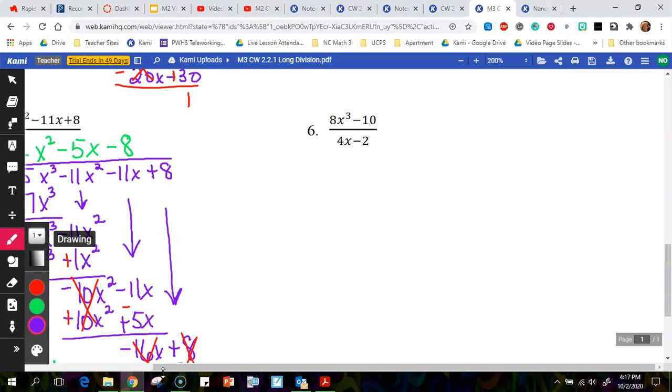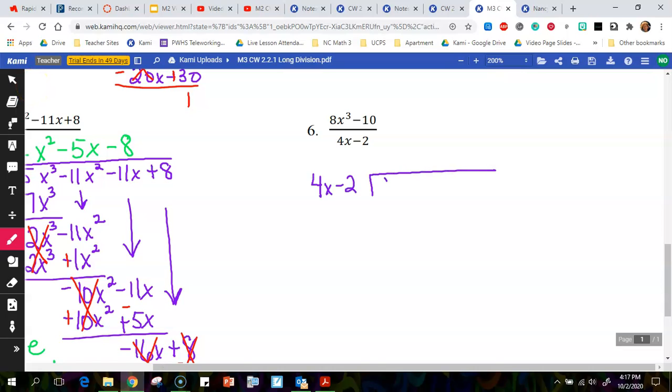Okay, one more, and we're missing some stuff here, so we need some placeholders. We can do that as we go. 4x minus 2 is the divisor, and the dividend starts with 8x cubed. We don't have an x squared. We don't have an x, but we have a constant. So there are two terms that we're missing, and so we had to put in 0 placeholders for those. All right, let's get this one done. This one's a little bit tricky, but hopefully you understand.